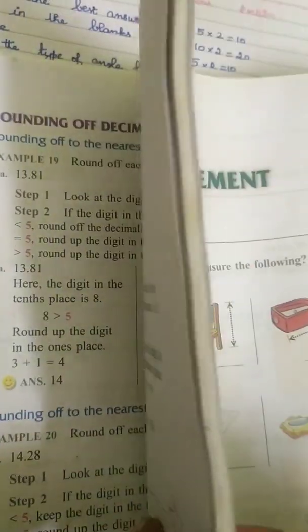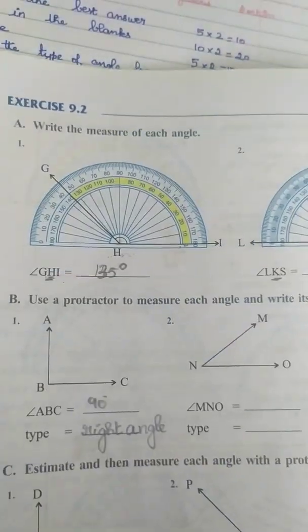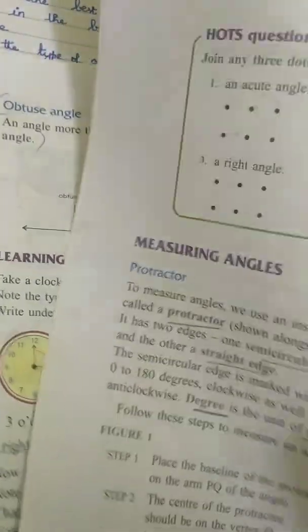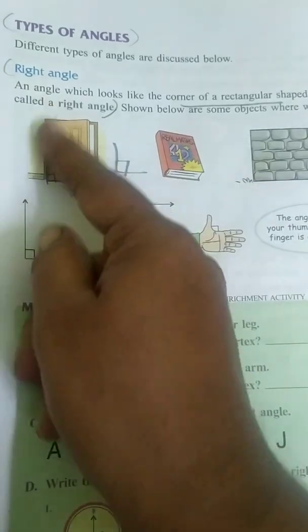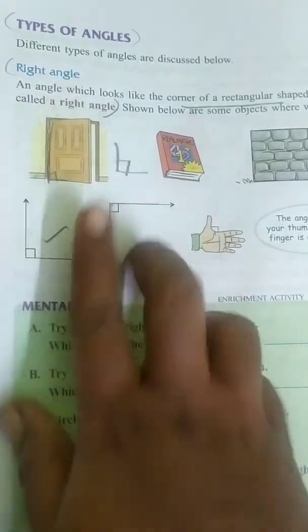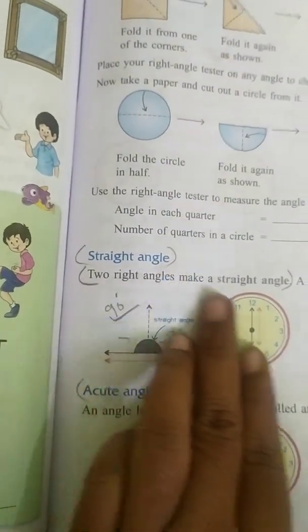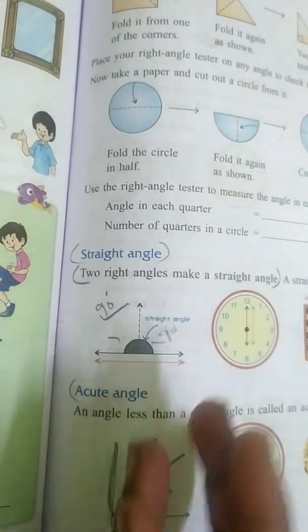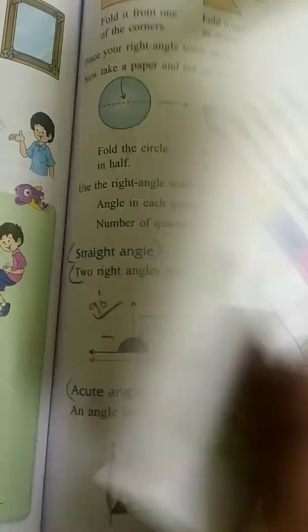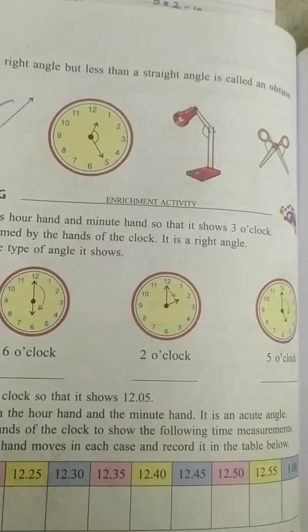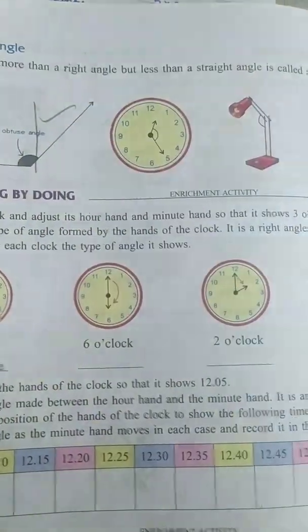The next important topic, as I said, is geometry. In geometry I have framed so many one-word questions. A right angle looks like a rectangular-shaped corner, like an L shape. The angle formed is 90 degree. A straight angle means two right angles join to make a straight angle. Acute means it is less than a right angle. Obtuse means it is more than a right angle.